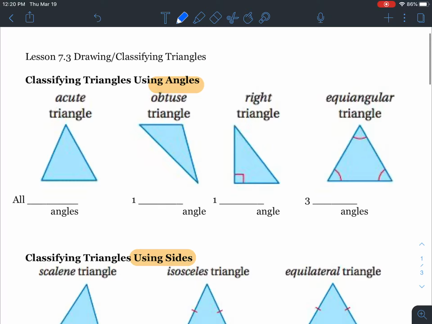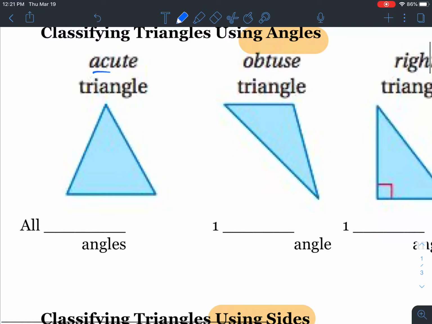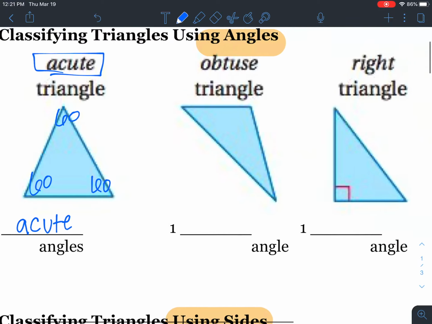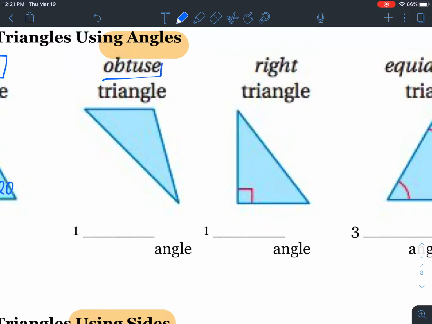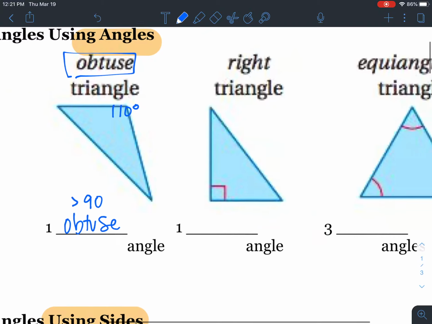So first way is using their angles. So acute triangle, that means that all of the angles are less than 90. So they're all acute angles. So it could be 60, 60, 60. Those are all less than 90, anything like that. The second one is obtuse triangle. So again, that means it has one obtuse, one angle that's bigger than 90 degrees. So for example, this could be 110, and then the other two angles would both be acute angles.